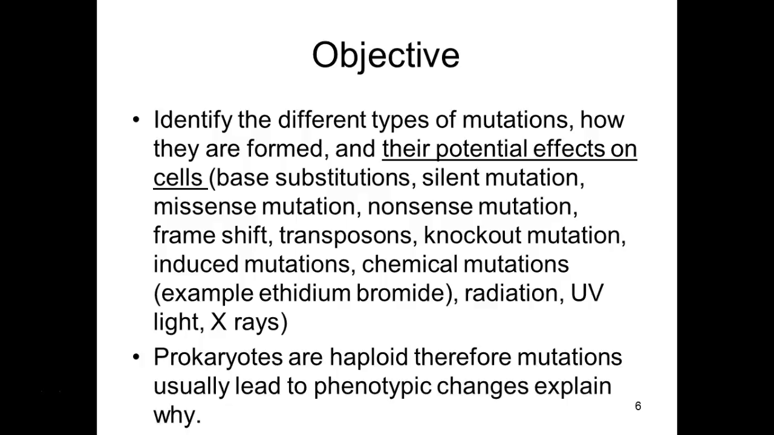So why are we talking about this? I kind of alluded to this, and it definitely relates to why I went for the workshop that I did. We obviously want to be able to identify the different types of mutations, and we're going to go through those. But really the core theme we want to keep thinking about as we talk about these mutations is their effects on the cells. So how does base substitution affect a cell? How do silent mutations, all these different mutations, and chemical mutagens, and radiation, and UV light, and X-rays?